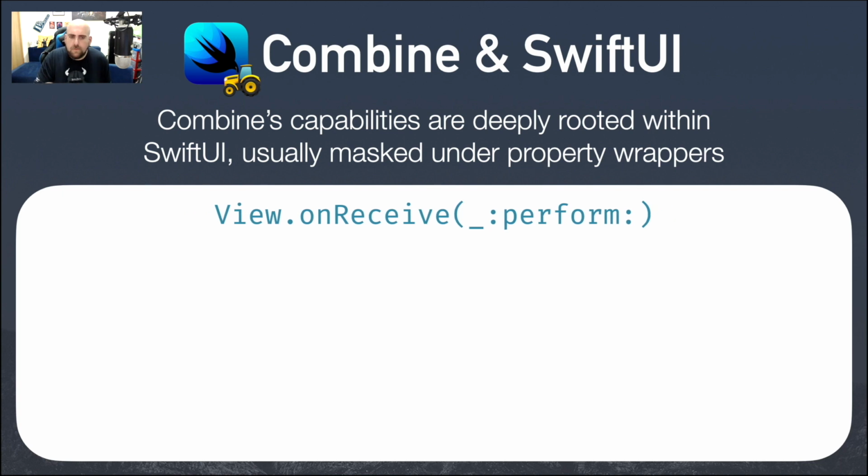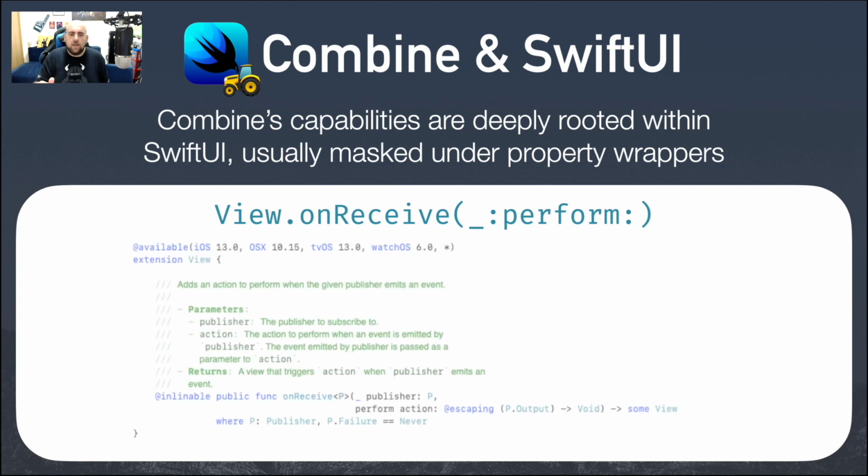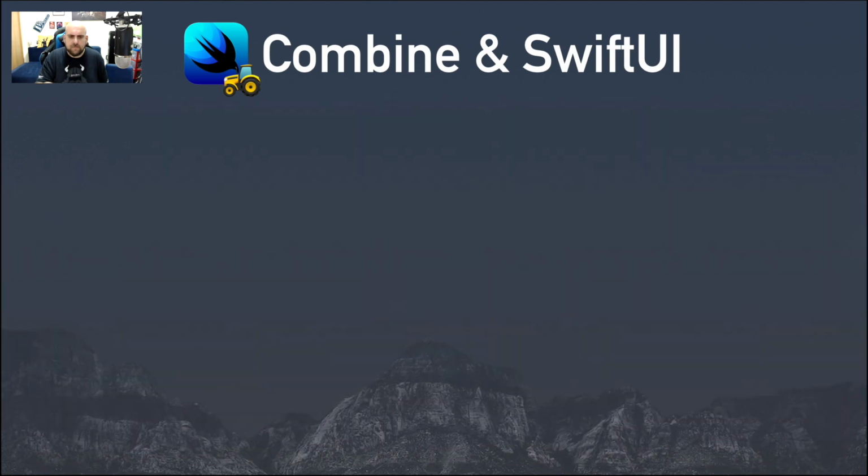Also, the view has an onReceive modifier that you can provide a publisher to. And that means you can perform some action in your view whenever that publisher emits some value, and you're going to get that value whenever there's a new value published there.